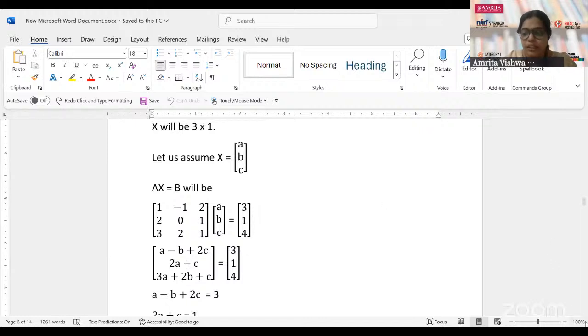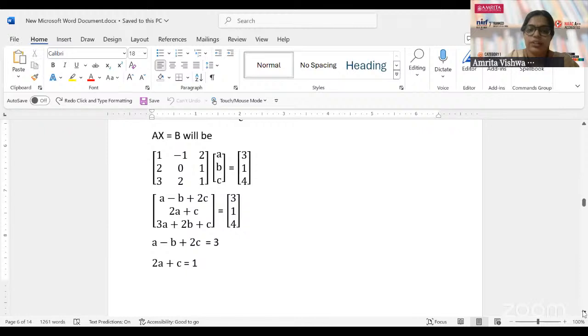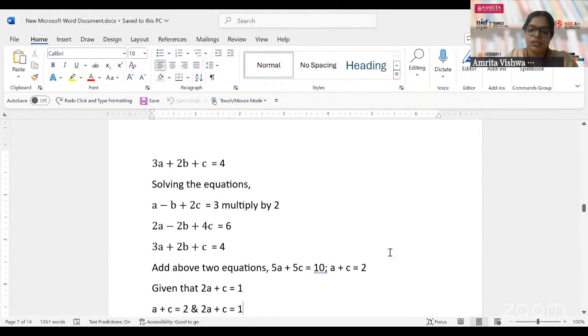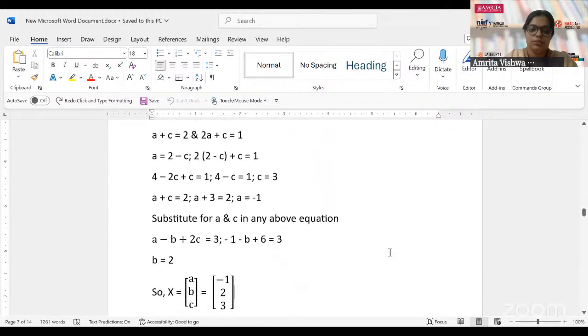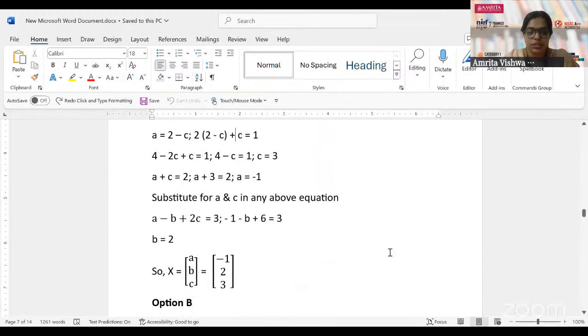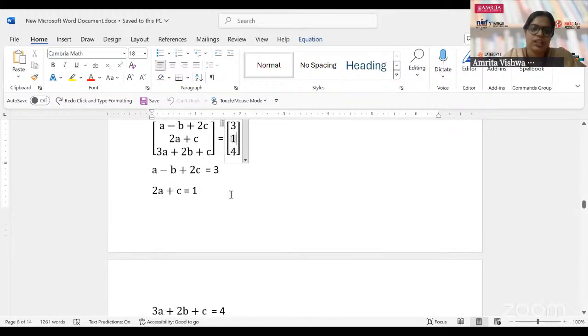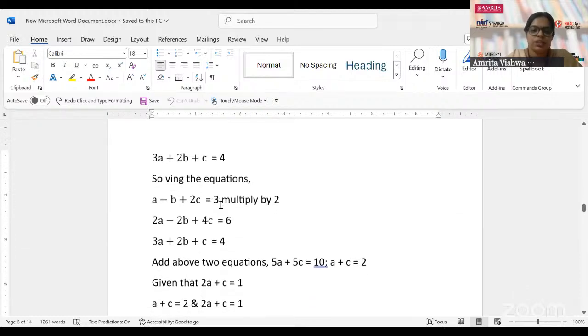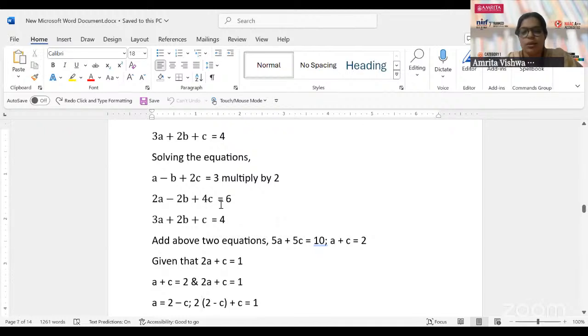So yes, the very basic logic in which we are going to solve this question. We already understood the logic, AX equal to B. I know A, X I have assumed as something like A, B, C, it's a 3 by 1, and I know B. It's just very basic solving. I have 3 equations, and I need to find the unknowns. Once you solve these equations, you'll get an idea of the values of A, B, C. I'll just show you how I have done it. A minus B plus 2C equal to 3, 2A plus C equal to 1, and 3A plus 2B plus C equal to 4. So with any 2 equations, you can solve and find one value, substitute it in the other, and then solve the other one. I'll just show it, okay?